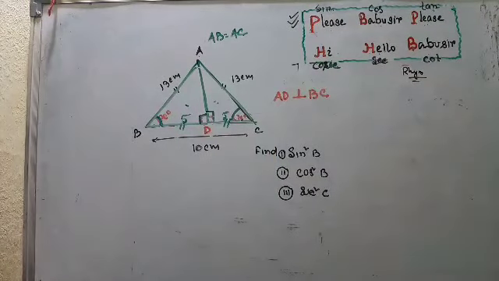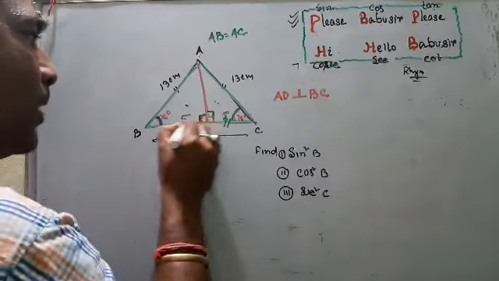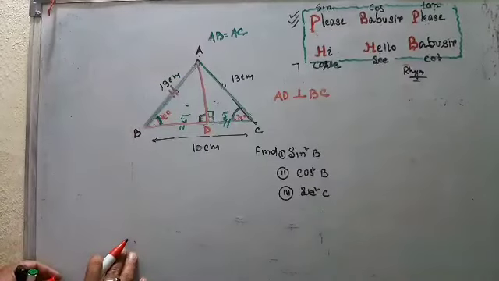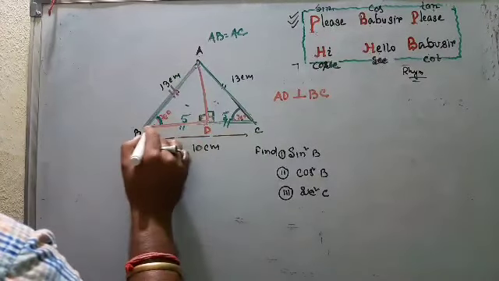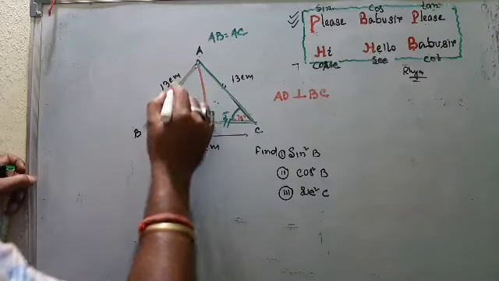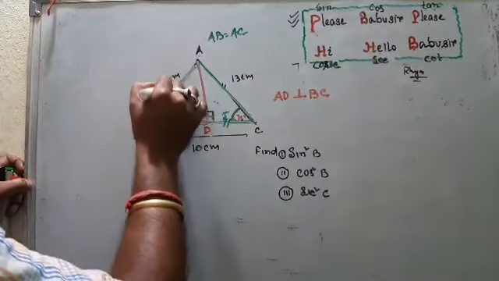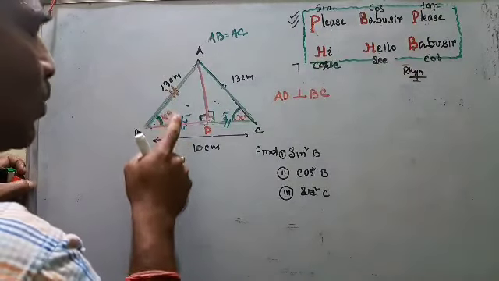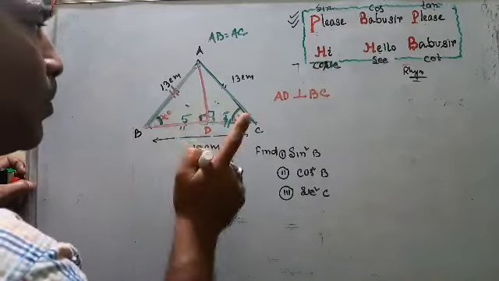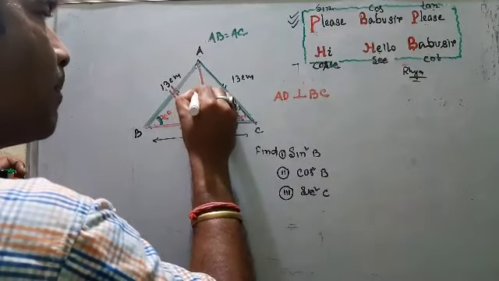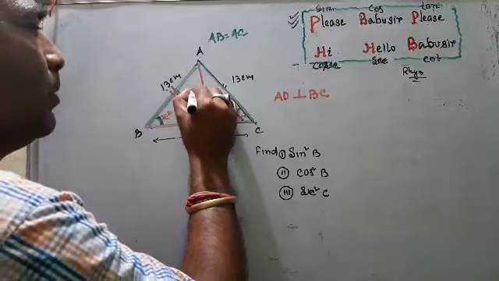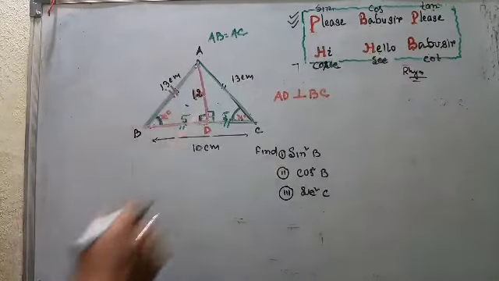So if you consider any one triangle, suppose you take this one, here opposite the 90 degree is the hypotenuse, and suppose this one is your base, so 13 square minus 5 square. 13 square means 169, 5 square means 25. So 169 minus 25, that is 144, that means this one is 12. This one is 12.